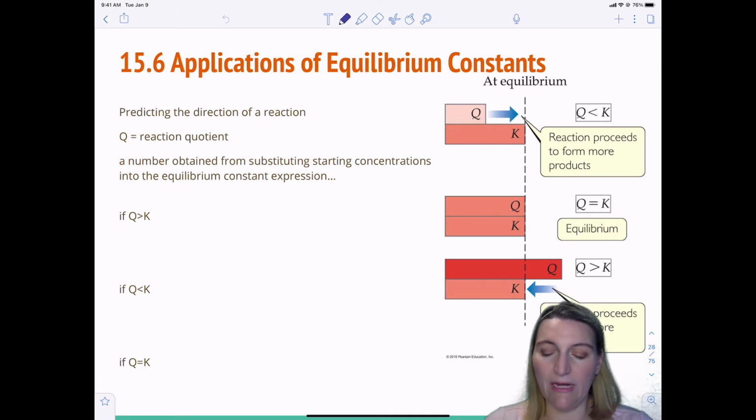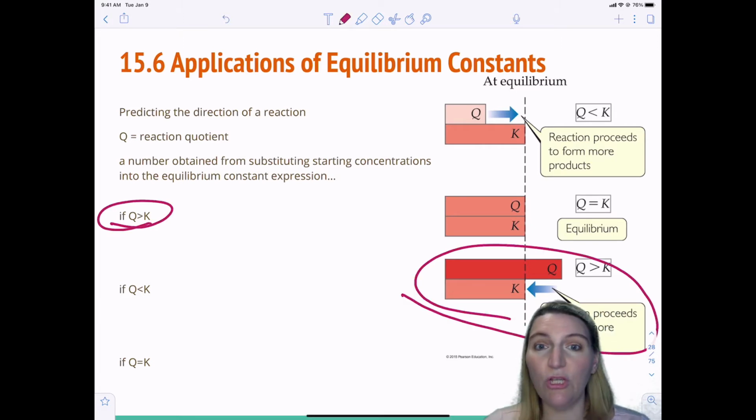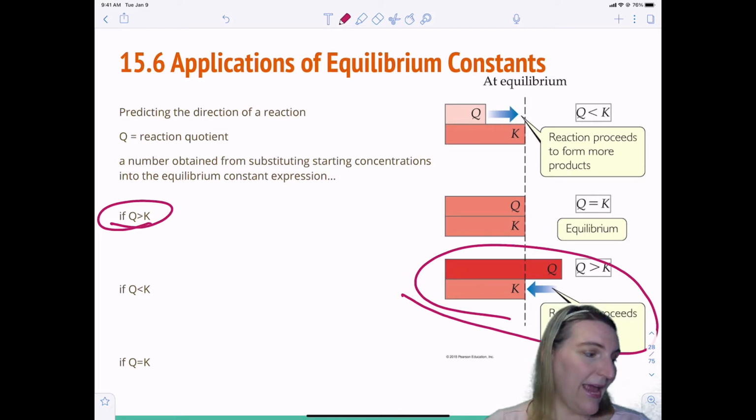You can see this diagram over here shows us a little bit about what helps us understand that concept. Q is the reaction quotient, so it's going to be a number, no units, just like K. Products over reactants, coefficients become exponents. And then we will compare those two. Sometimes Q is much greater than K.